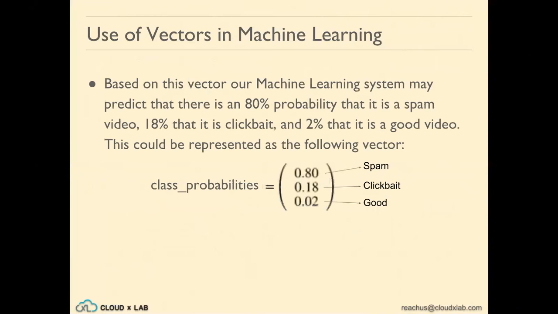Based on the vector we were talking about for the video, our machine learning system may predict an 80% probability of it being spam, 16% being clickbait, and 2% being a good video. This could be represented as the following vector. So basically we'll be using lists of numbers extensively.